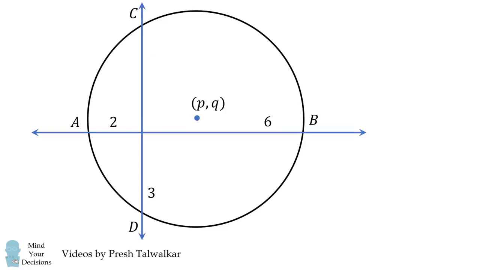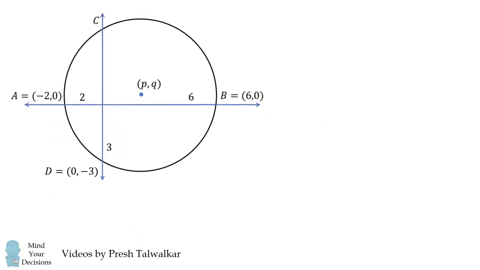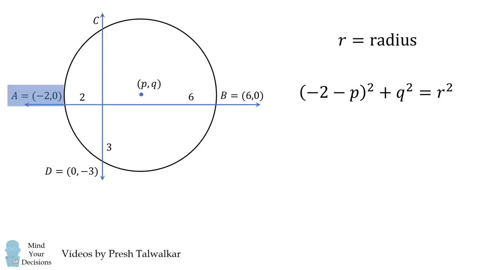Let's now label the points A, B, and D. A will be equal to (-2, 0), B will be equal to (6, 0), and D will be equal to (0, -3). We're now going to use these points and the equation for a circle to get some equations. So from point A, we're going to get the equation that (-2 minus P) squared plus Q squared is equal to R squared.